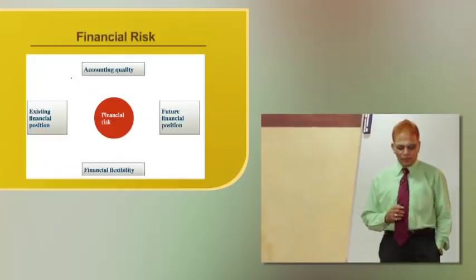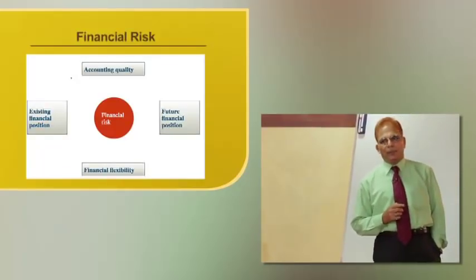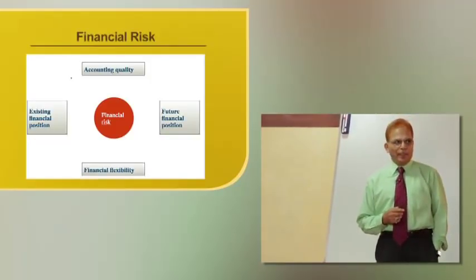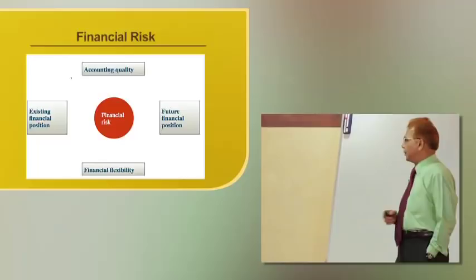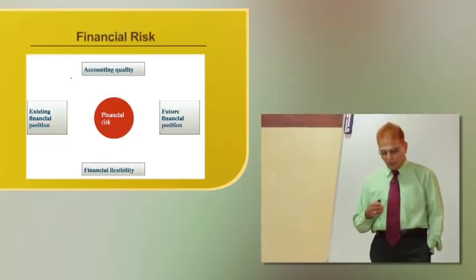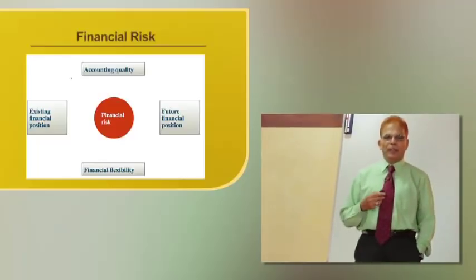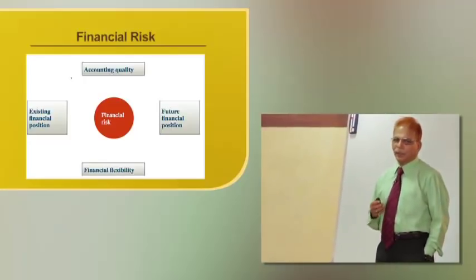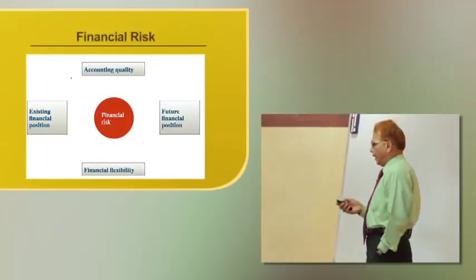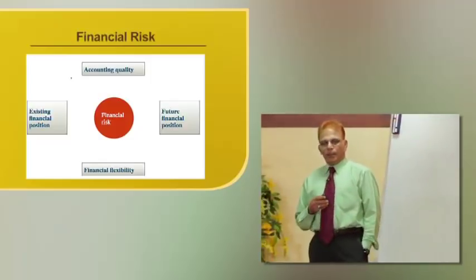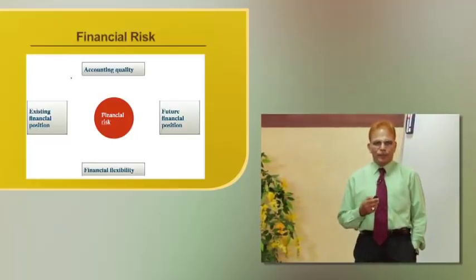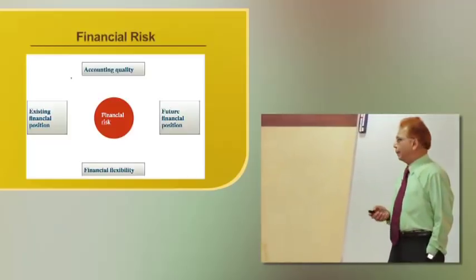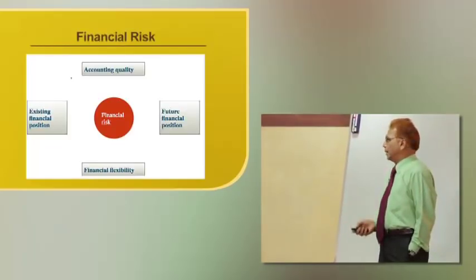The financial risk is very much quantitative, wherein it purely comes out of the financial position, existing and future financial position, and the accounting quality which you will be able to get from the financial reports, audit reports, and audit comments in the published financial statements. And financial flexibility talks about the ability of the borrower to raise funds in case of an emergency, or what we call alternative sources of funding. This all will decide the financial risk.